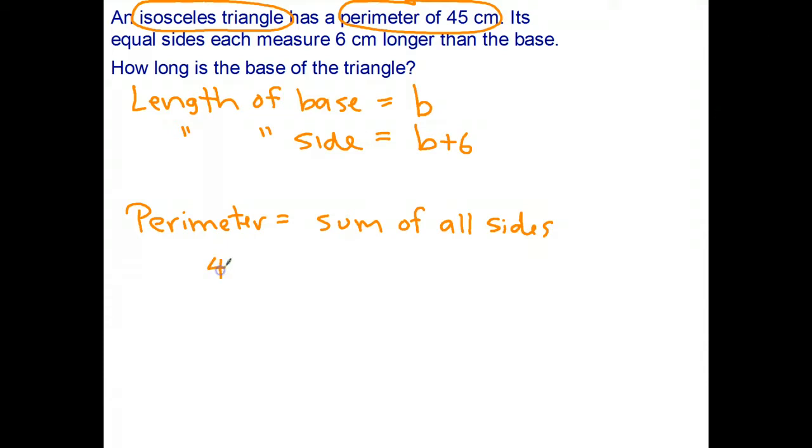In this case, we know the perimeter is 45, and we've got three sides. We've got the base, plus one of the longer sides, plus the other longer side. Again, you could have had b plus 2 times in brackets b plus 6. I just used that formula and came up with that. And once again, not too hard to solve. Add the like terms and solve the equation.